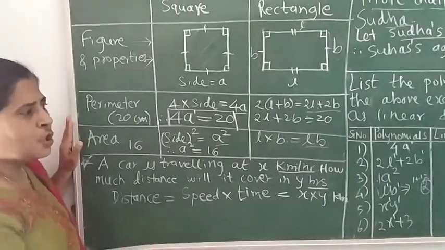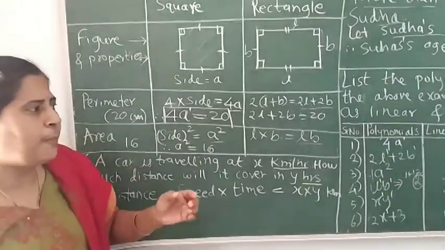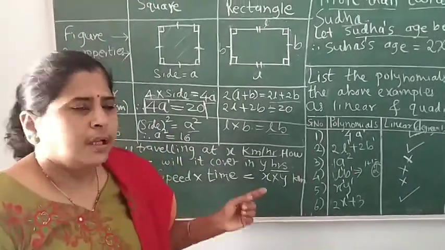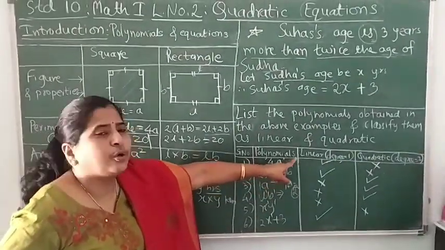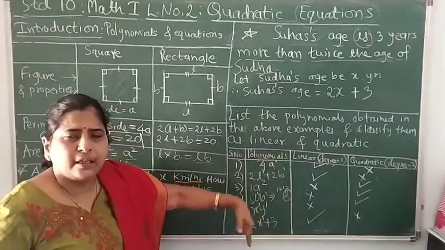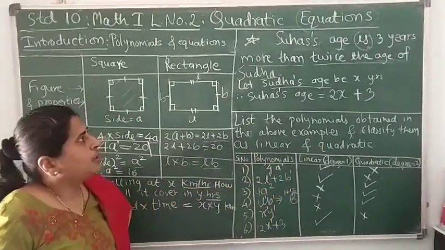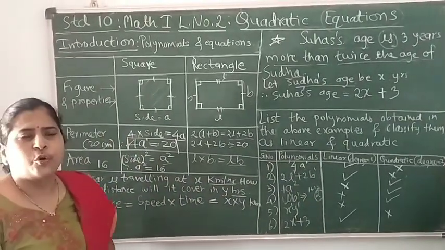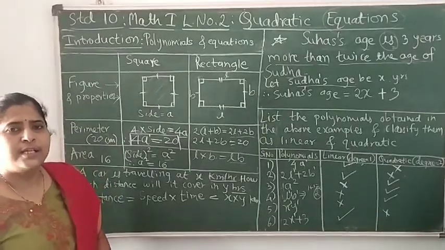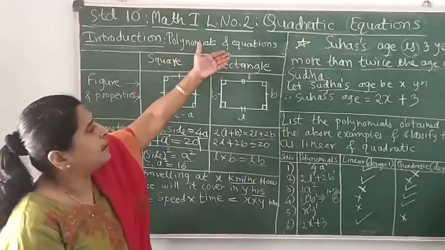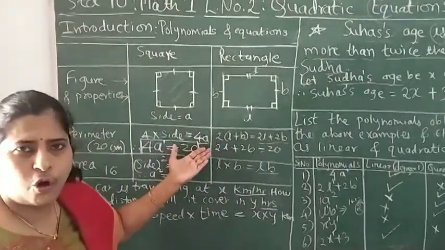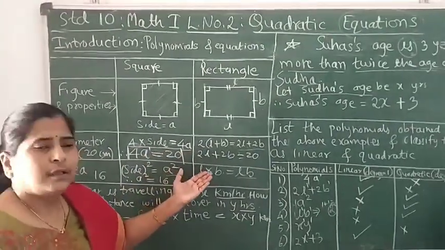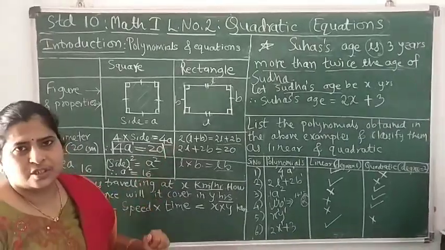So in short, what is the difference between a polynomial and an equation? These all are polynomials, and when we put is equal to a certain value, we get an equation. So in this video, we have learned what a polynomial and an equation are. In that, we recalled what a linear equation is, and we have seen what a quadratic equation is. Thank you.